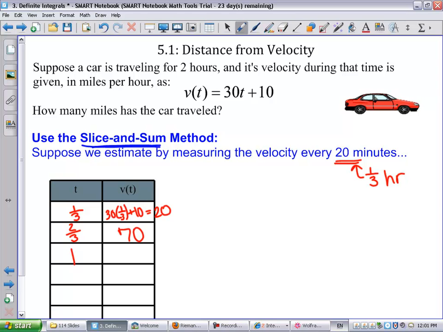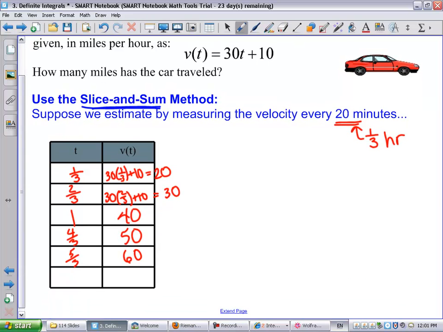No, not 70. That's not right. Okay, after 2/3, it's going to be 30 times 2/3 plus 10, or 30. After an hour, it's going to be 1 times 30 plus 10, so 40. After 4/3 of an hour, it's going to be 50. 5/3 of an hour is going to give you 60. And after 2 hours, you're going to be going 70 miles an hour.